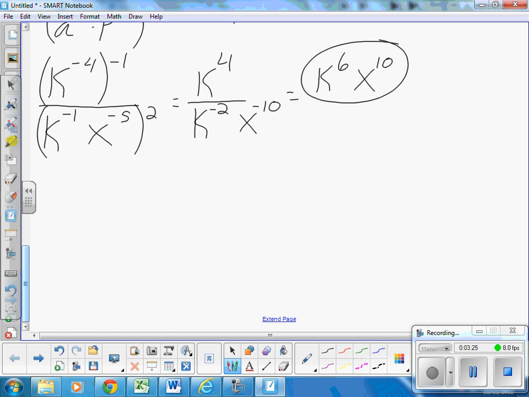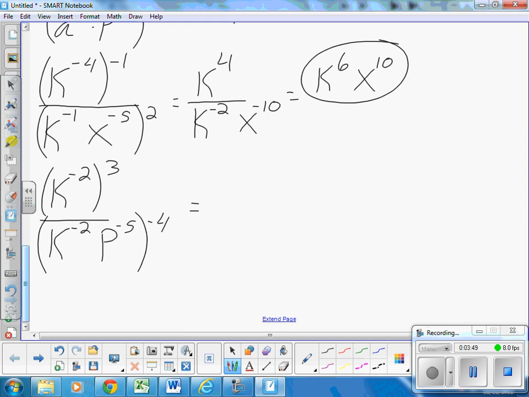The last problem, I have k to the negative 2 to the power of 3 divided by k to the negative 2 and p to the negative 5, and that is to the negative 4th power. Power to a power, I multiply the exponents, so I have k to the negative 6, and that is going to be divided by k to the positive 8 and p to the positive 20.